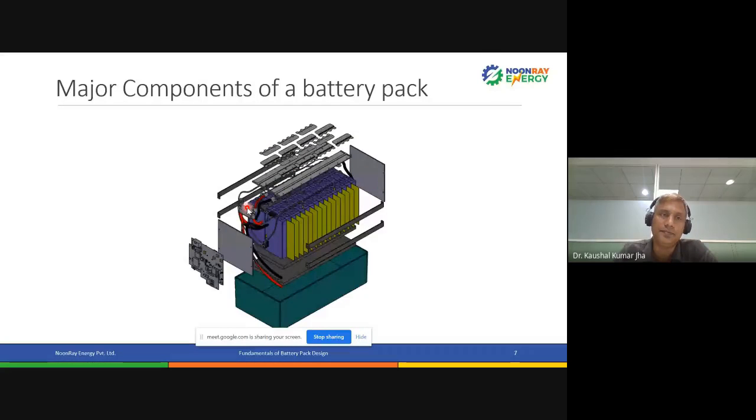So let's move ahead. I'm showing you here a battery pack, the major components of a battery pack. What you see here is cells kept in series and parallel combination.